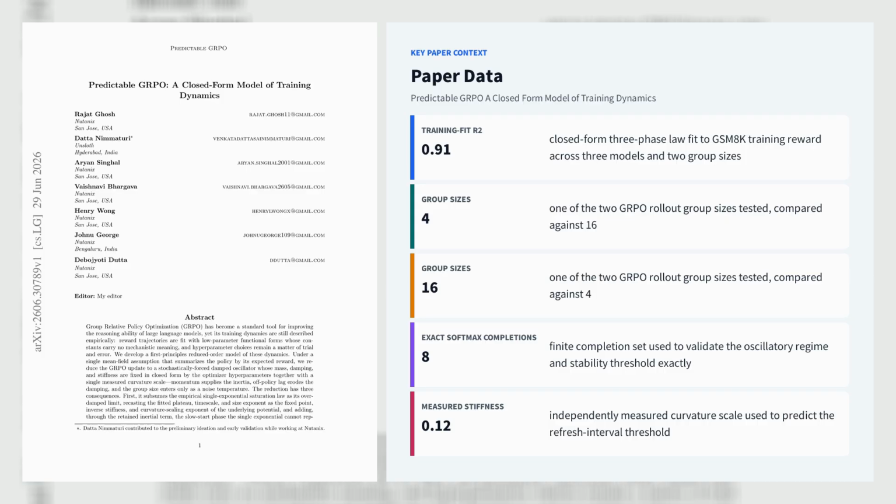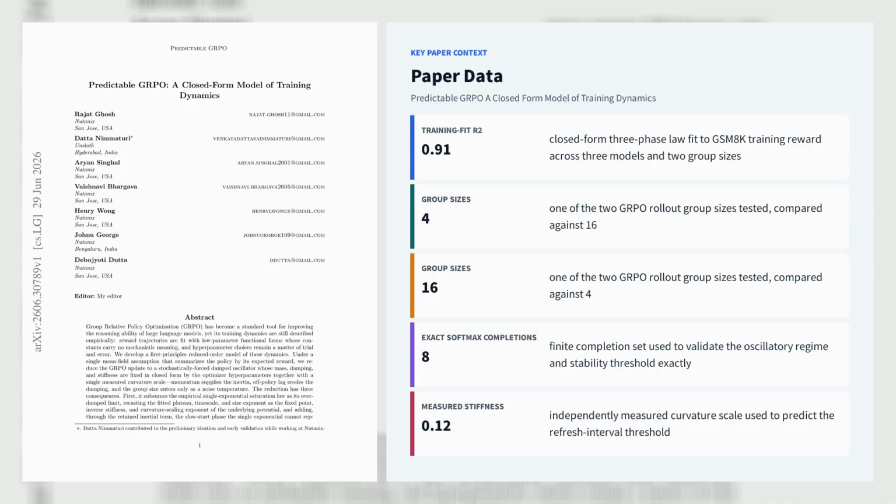On GSM8K, 3 open-weight models, Nemotron Mini 4B, DeepSeek LLM 7B Chat, and DeepSeek R1 Distill Qwen 1.5B, trained with GRPO at G equals 4 and G equals 16, are fit by the three-phase law with R² greater than or equal to 0.91, and the deterministic trajectory is approximately G invariant, while stationary fluctuations shrink as 1/G.